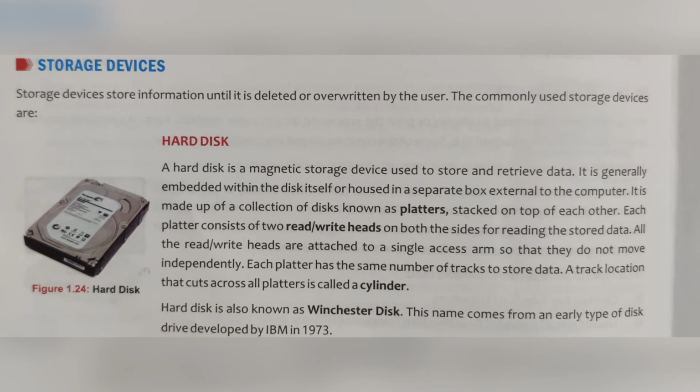All the read/write heads are attached to a single axis arm so that they do not move independently. Each platter has the same number of tracks to store data. A track that cuts across all platters is called a cylinder. Hard disk is also known as Winchester disk.